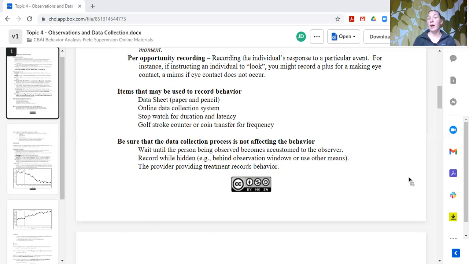You could alternatively record while hidden, so being in an observation room with a two-way mirror, or recording with video recording. Again, that's not always an option. Not every environment has those awesome observation booths, and you can't always get video permission for situations or for individuals. Another way would be that the person providing the treatment, the therapy, or the person interacting with the individual is going to be the one that's recording the data. So oftentimes, if we're talking about a classroom, the teacher would be taking data while also teaching the class. The TA, teacher's assistant, or paraprofessional that's supporting that individual would be taking data on the support that they are giving or the learner's behaviors throughout the day.